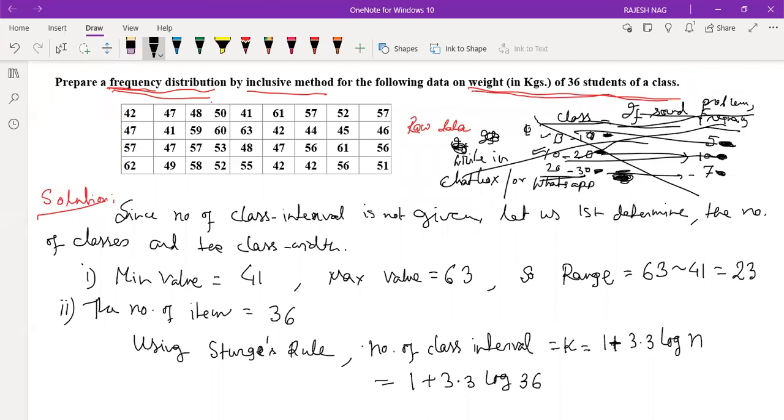At the time of the exam this part may be omitted. Often the exam will state that the number of class intervals is 10. I am doing this sum at length, but often it will be given. If the number of class intervals is given in the exam, we do not need to do step 1 and step 2, no need to apply Sturges' rule, no need to find the minimum and maximum values. I am extending the sum; if a tough sum comes, then you have to do this.